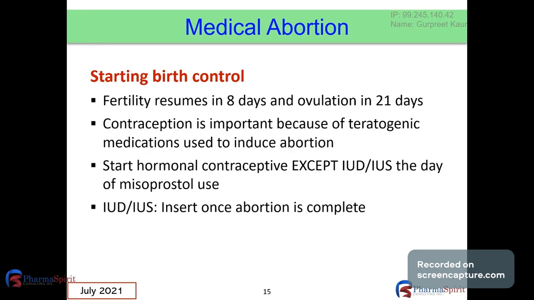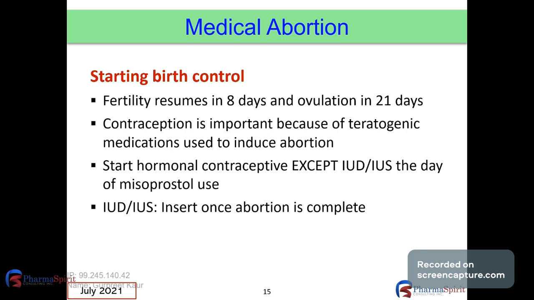Now, when should the female start the birth control after medical abortion? So generally, fertility resumes in 8 days and ovulation in 21 days. Contraception is important because of the teratogenic effect of the medications we use to induce abortion. So that's another concern. We said teratogenic effect: the teratogenic effect of the misoprostol and methotrexate.